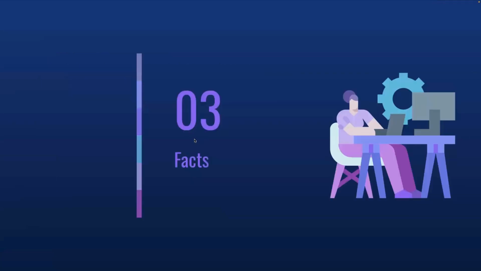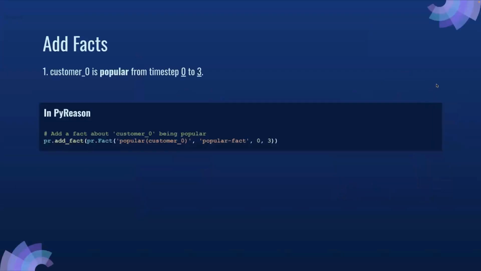Great. Now let's talk about facts. You can think of facts in PyReason as initial conditions, or statements that can be used to store information in the graph. So a basic unit of knowledge that can be used to derive new information. In this case particularly, it really is an initial condition, because our only fact we're adding for this example is that customer 0 is popular from time step 0 to 3. So we're going to assign customer 0 to being popular from time step 0 and then ending at 3. And this is called the popular fact.